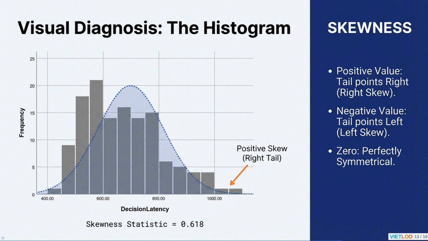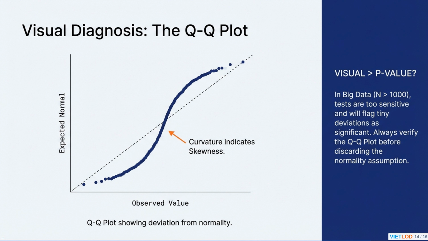The calculated skewness statistic of 0.618 further quantifies this observation. A perfectly symmetrical distribution would have a skewness of 0. As indicated on the right, a positive value means the tail points right, a negative value means it points left, and 0 means it's symmetrical. This visual evidence from the histogram strongly corroborates our earlier statistical test results, confirming that the decision latency data does not follow a normal distribution.